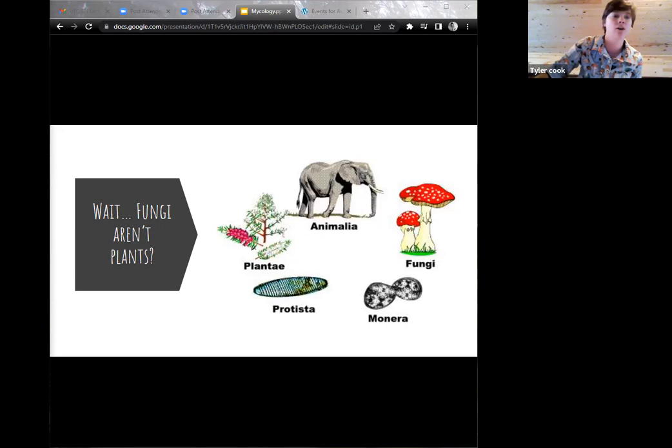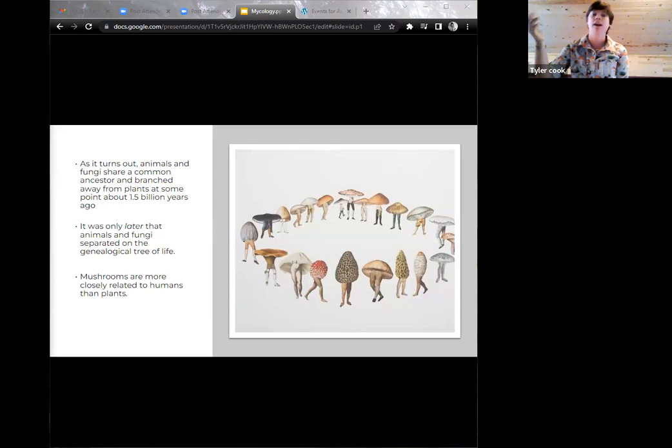And as it turns out, animals and fungi share a common ancestor and branched away from plants at some point about 1.5 billion years ago. So it was only later that animals and fungi separated on the genealogical tree of life. So that means that mushrooms are actually more closely related to humans than they are to plants.